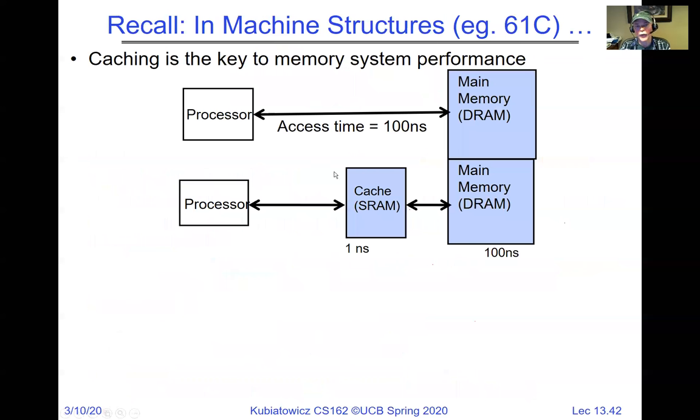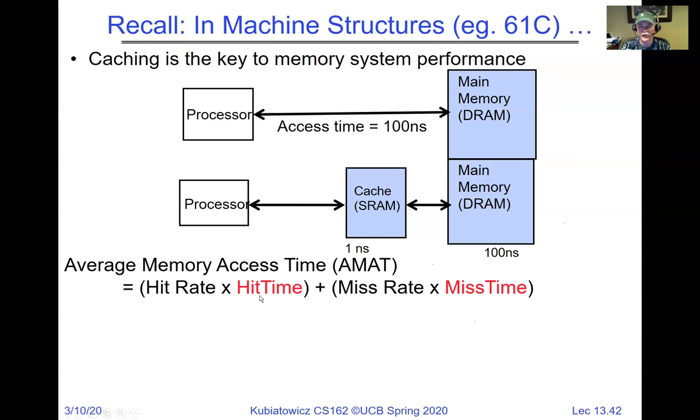If you remember in 61C, we probably had a picture like this, where the processor might have an access time to DRAM of 100 nanoseconds. But if we could put a cache that was, say, 1 nanosecond in the middle, maybe we could cache things we were using frequently in the SRAM. So how do we compute average memory access time? This is a blast from the past. It's the hit rate times the hit time plus the miss rate times the miss time, where the sum of hit rate and miss rate had better equal 1. Otherwise, we have some really weird probability going on.